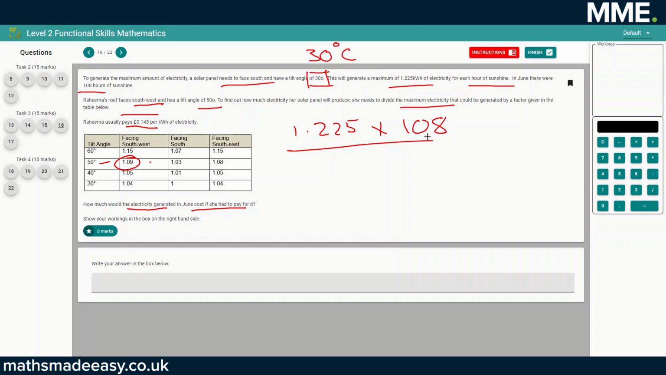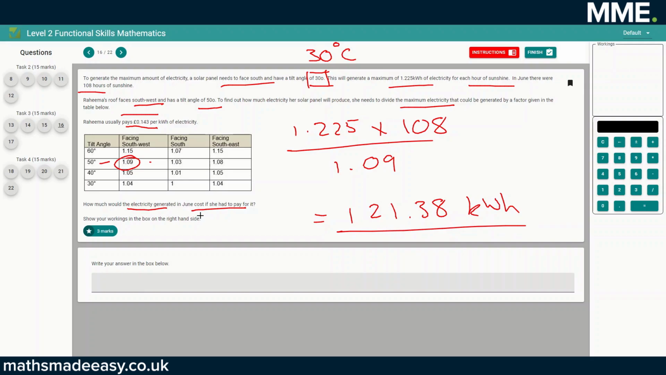Now, since the solar panel hasn't been installed with those factors, it's going to be less efficient and have a reduced electricity output, and that's given by this reduction factor of 1.09. So all we have to do is divide the total maximum potential amount generated by this factor here. And if we put that into a calculator, it comes out as 121.38 kilowatt hours of electricity.